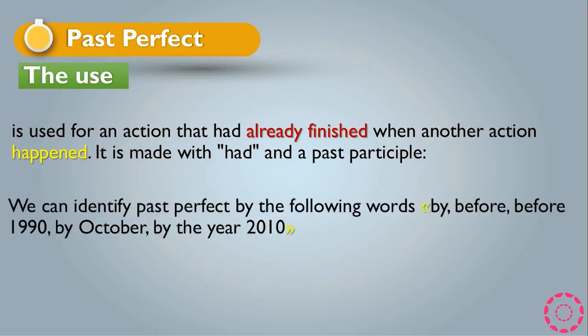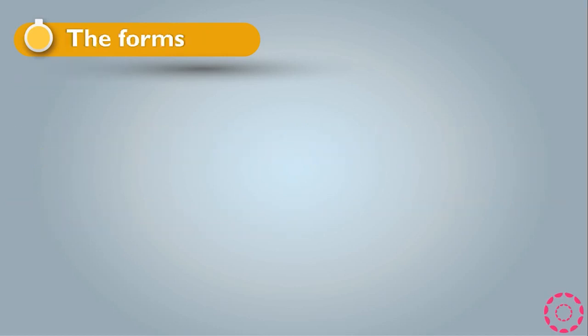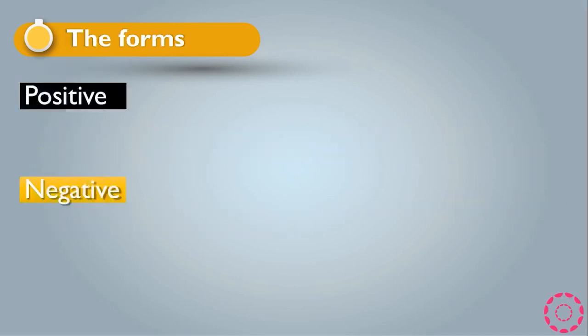We can identify past perfect by the following words. For example, by, before 1990, by October, by the year 2010. We can recognize past perfect by those following words. Now we have the forms for positive, negative and question.